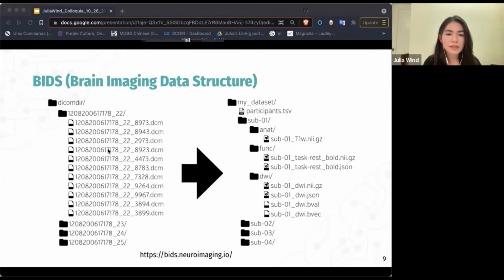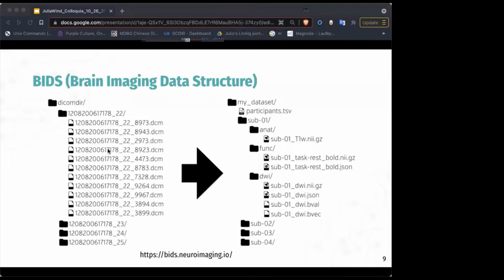A participants.tsv file and a dataset description JSON file are also required to list out all the participants and provide a general overview of the study. A dataset can finally be checked to see if it is in the valid BIDS format by uploading it to a BIDS validator.